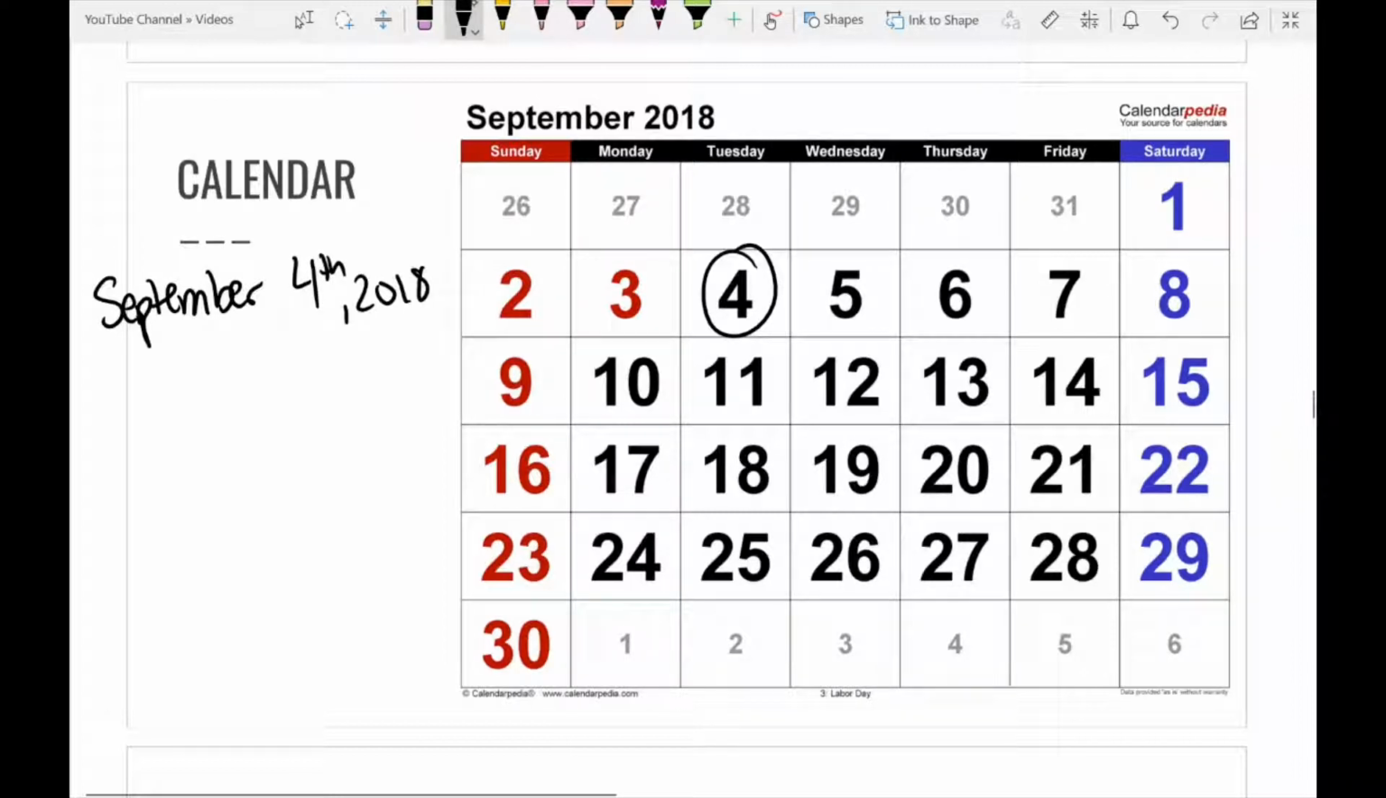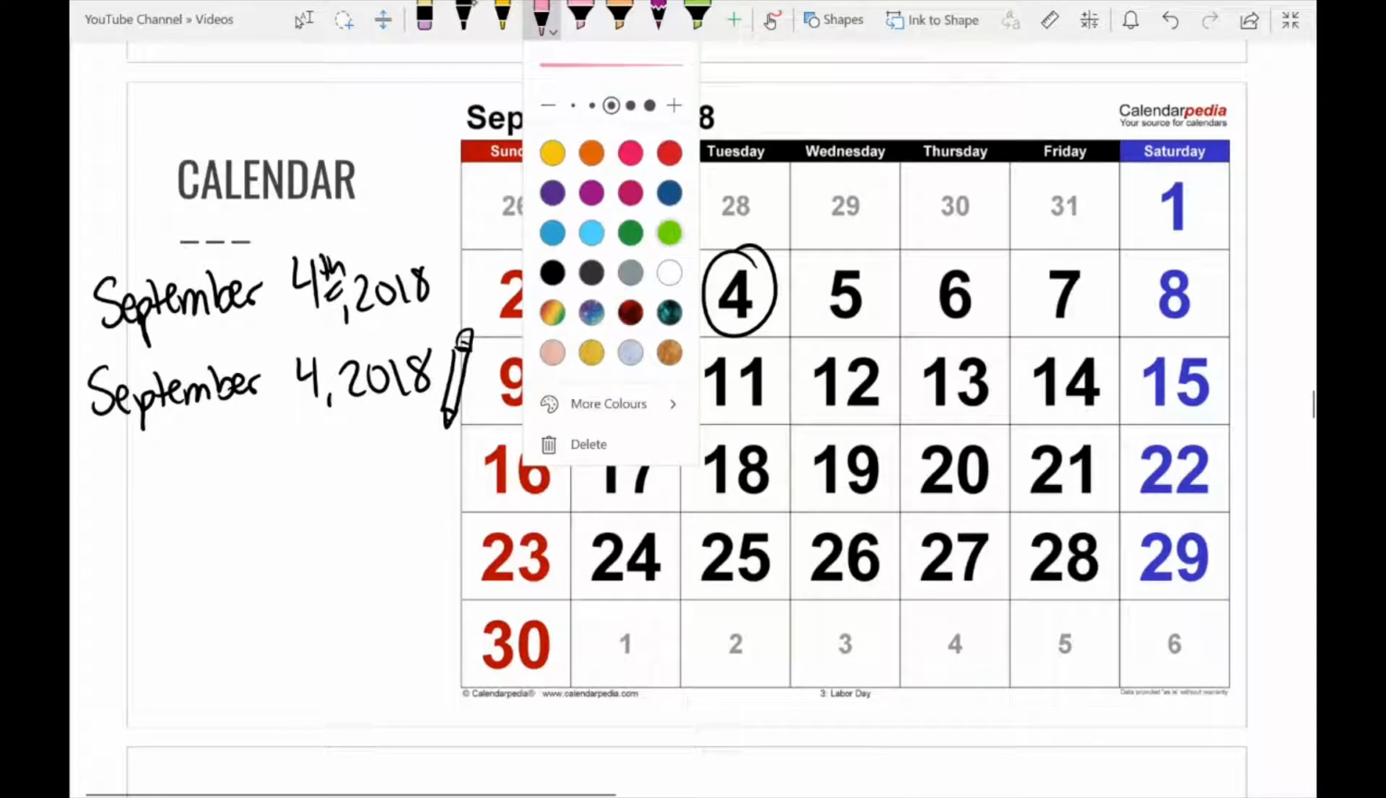Now, when you're writing the date, don't worry too much about putting the shorthand, because when you're writing it, it's okay to write September 4, 2018. But this is only when you are actually physically writing it. Okay, so imagine we're writing it. So that is when it is completely okay to write it.